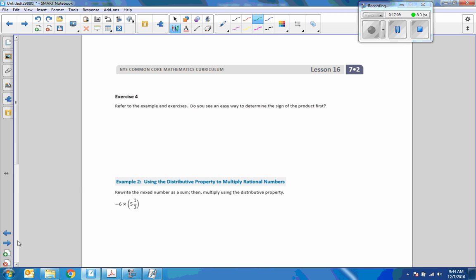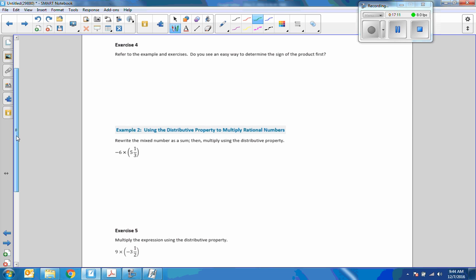arithmetic errors. Okay, exercise 4. Refer to the example and exercises. Do you see an easy way to determine the sign of a product? First, okay, I kind of touched on this already in this problem here.